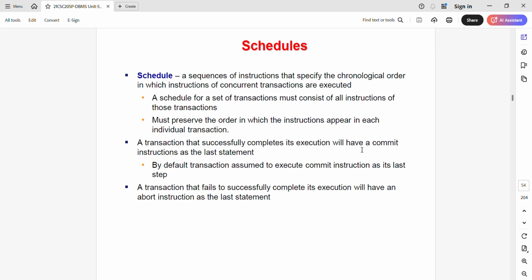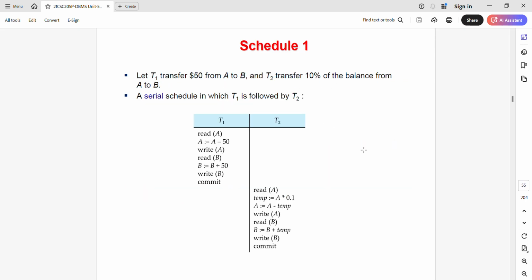A schedule for a set of transactions must consist of all the instructions of those transactions. I'll give one example here. This is schedule number 1. Here we are doing 2 transactions. In the first transaction, we are transferring $50 from A to B. This is transaction 1. And transaction 2 transfers 10% of the balance from A to B.